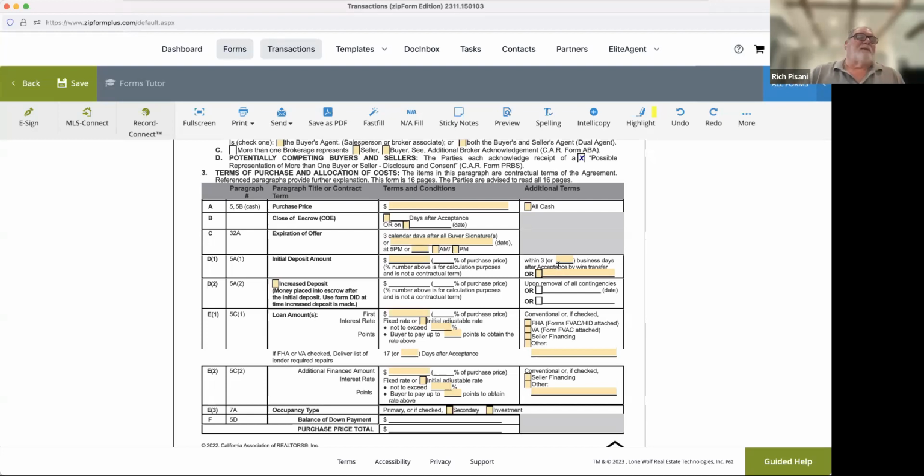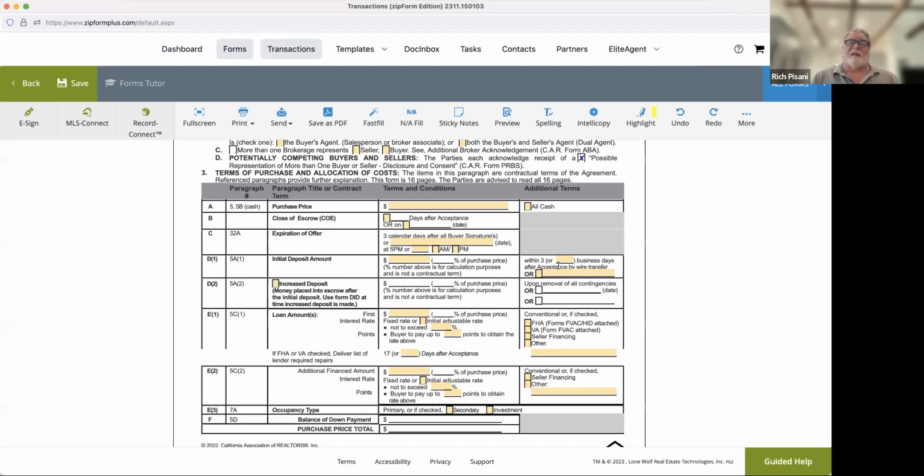Increased deposit. Sometimes they will do an increased deposit. It's known that, okay, we'll give you 5,000 now, and then we will increase the deposit to 3% after inspections. This is all negotiable. So if the seller's willing to, and it's the seller, remember, you're representing the seller. You don't make decisions for the seller. Everything in the contract has gone over with the seller, and it's the seller's decision whether they want to accept it or not. So if they want to accept those terms, then there's nothing wrong with that.